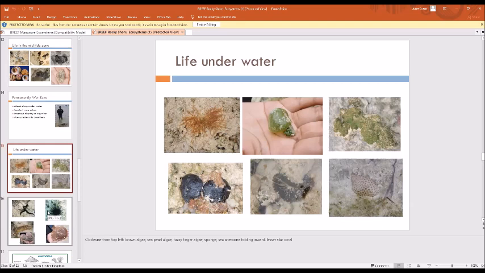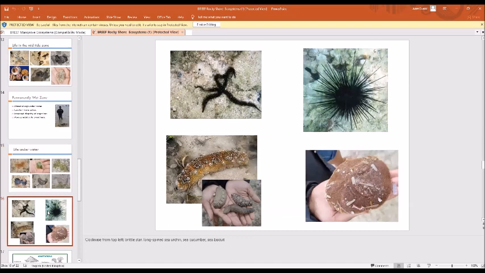So you have algae, coral, sponges, sea urchins, sea cucumbers, and sea stars. This right here is a sea biscuit. You'll also find something called a sand dollar. I think we call this a sand dollar over here in the Bahamas.